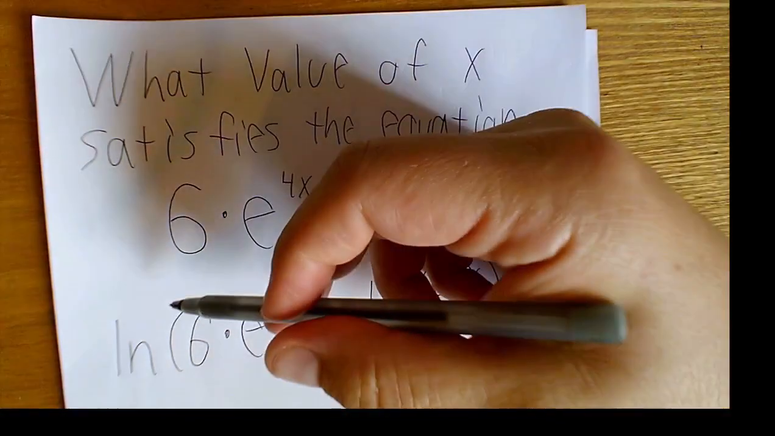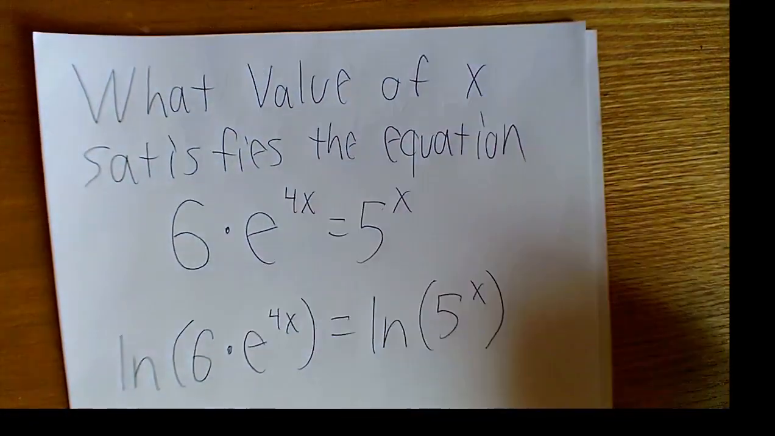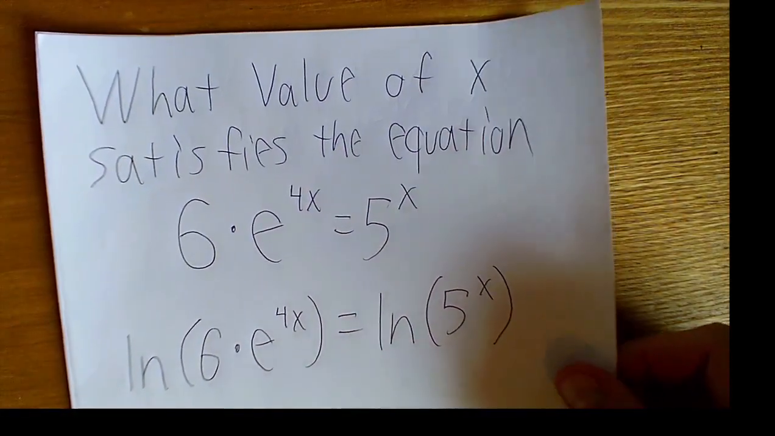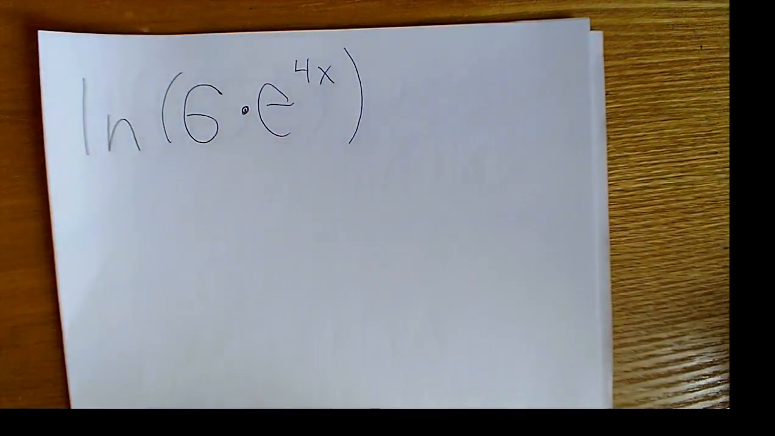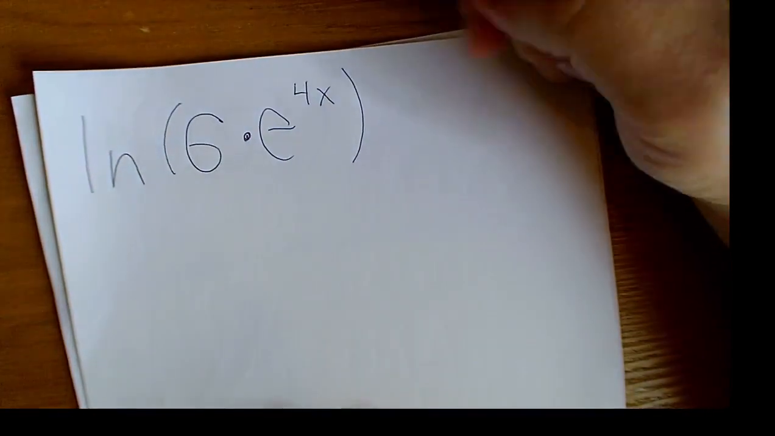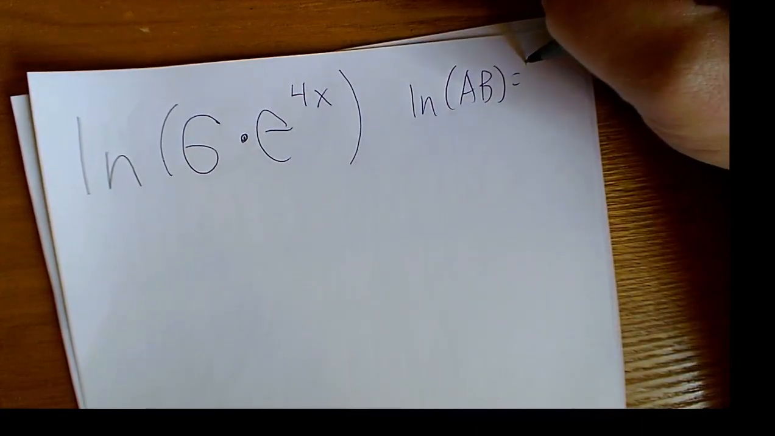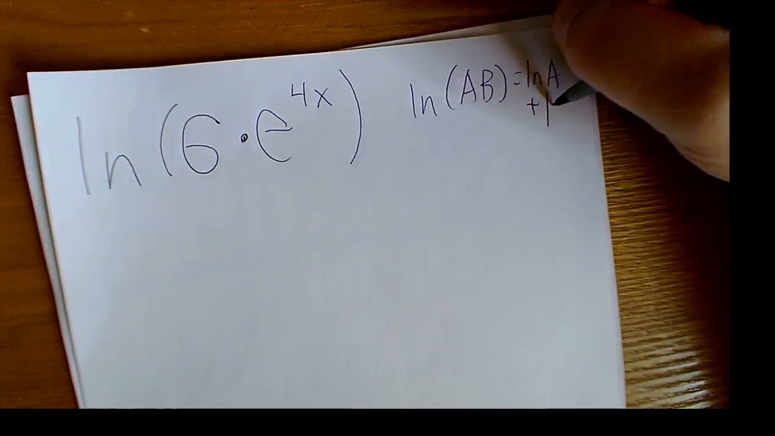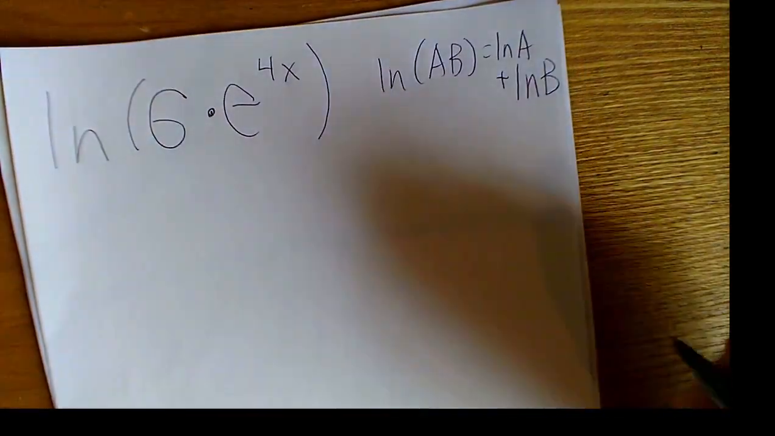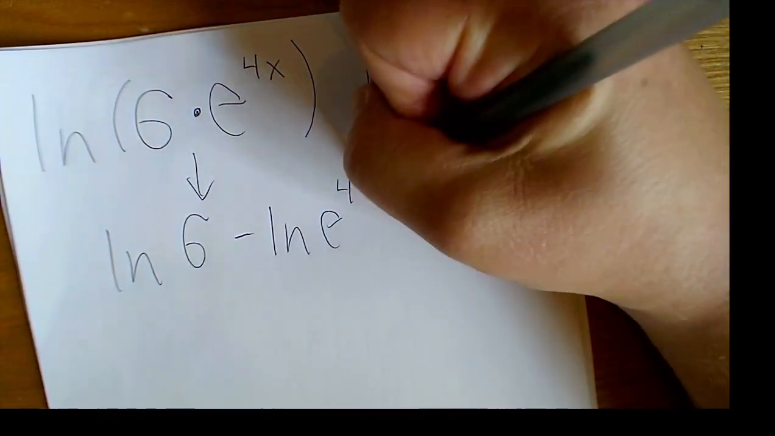So here, we took a natural log of both sides, right? Now this looks a little hairy, but if we remember our rules, we can do some simplification on both sides. So first off, let's simplify the left side. Well here, if we remember the rule that ln of ab equals ln of a plus ln of b, we realize that this becomes ln of 6 minus ln of e to the 4x.